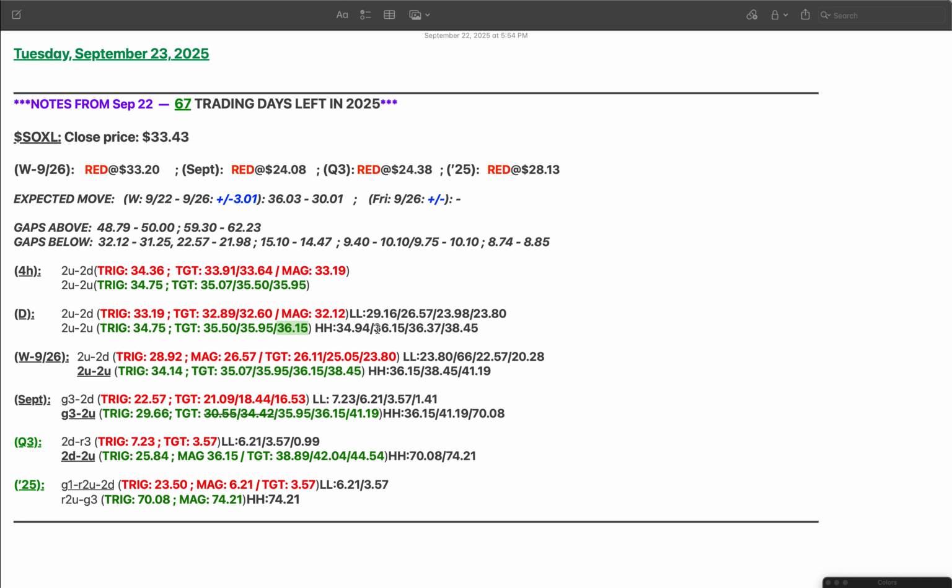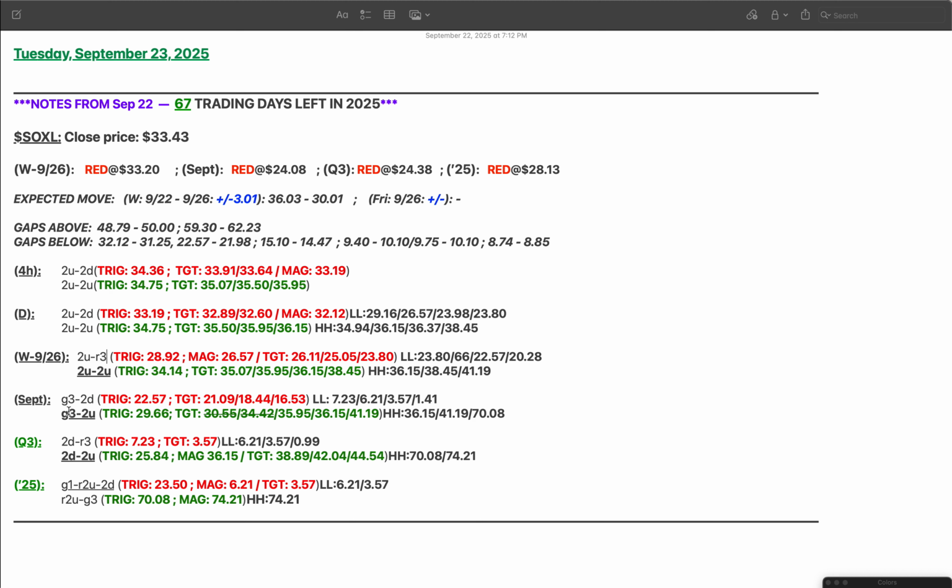So just going back to our notes, we've again triggered the 2 up, 2 up. That's why it's bold and underlined. It underlines once it triggers, and it's bold if it's in force. We're in force because we're above 34.14, and we've got our triggers of 35.07, 35.95, 36.15, and 38.45. If we were to make that a red 3, we would have to go to 28.92 to trigger that. So probably not on the board, but just something you want to keep note of.